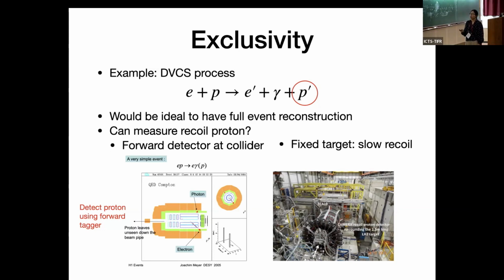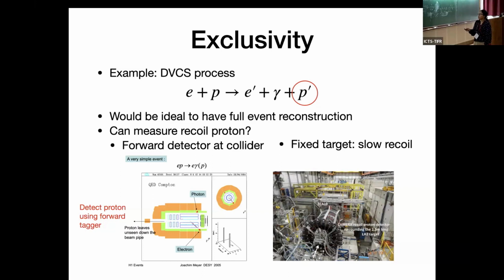So for the collider setup, this is one of the event displays showing example events of the ep to e gamma p events. And you have the electron produced here, and then the photon produced here, the photon detected at the calorimeter, and the electron detected at the calorimeter. And then where the proton goes, it just goes down the beamline. Okay? So then you can have this very forward tagging detector to tag this recoil proton. And you can have the full reconstruction of the events.